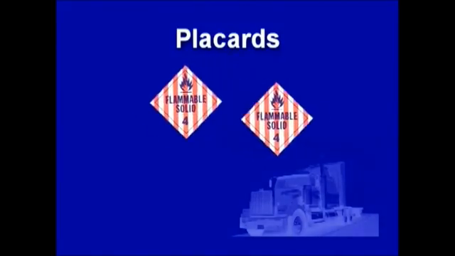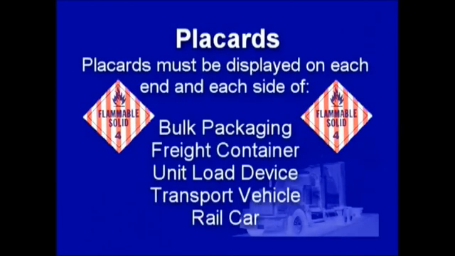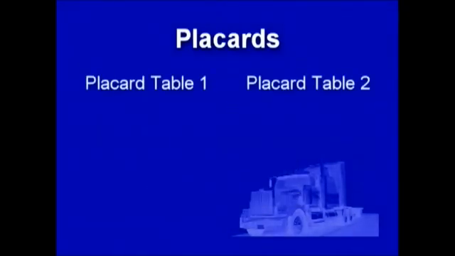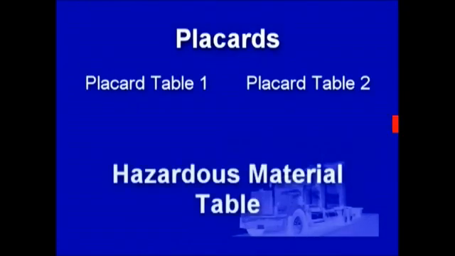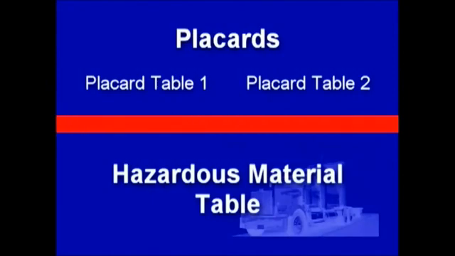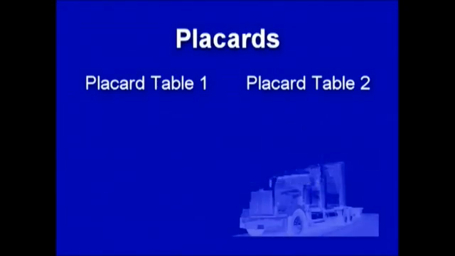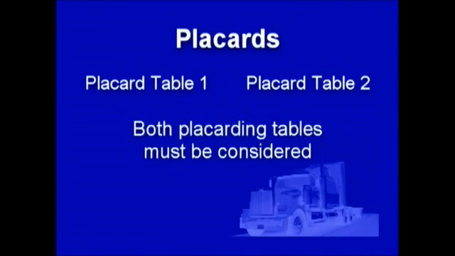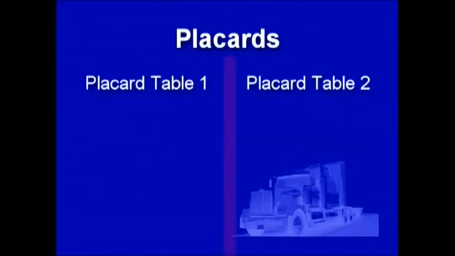Placards must be displayed on each end and each side of a bulk packaging, freight container, unit load device, transport vehicle, and rail car containing any quantity of a hazardous material unless the HMR says otherwise. There are 2 placarding tables. Do not confuse these tables with the hazardous materials table or HMT. When determining which placards must be used and what options are available, both placarding tables must be considered. It is important to keep the 2 placarding tables separate when determining placarding requirements.